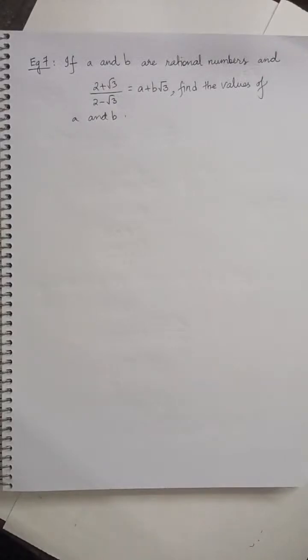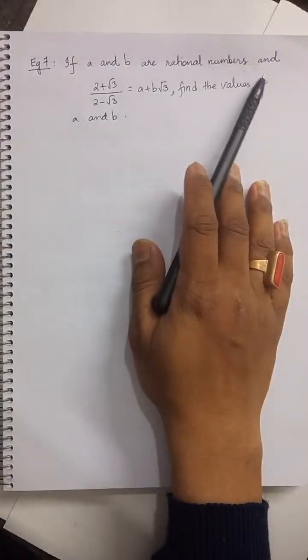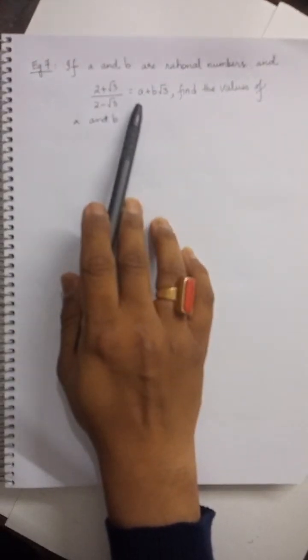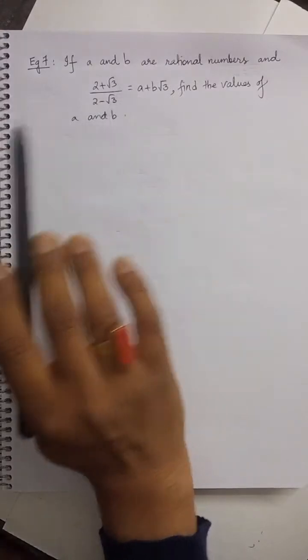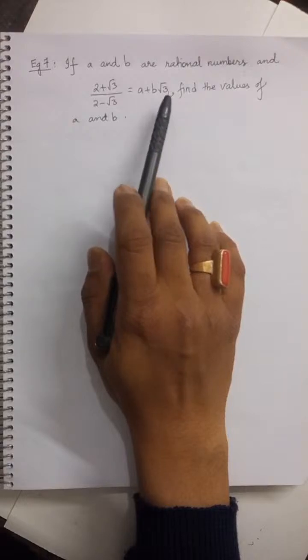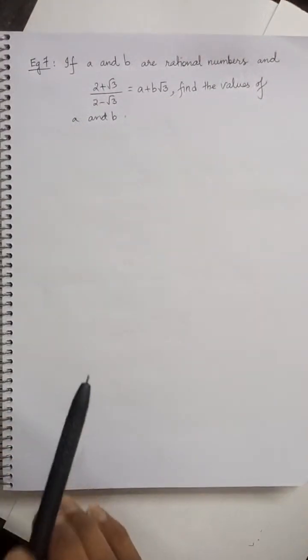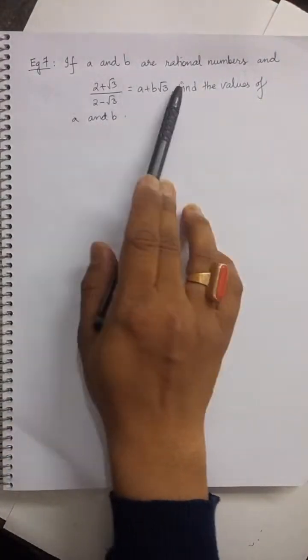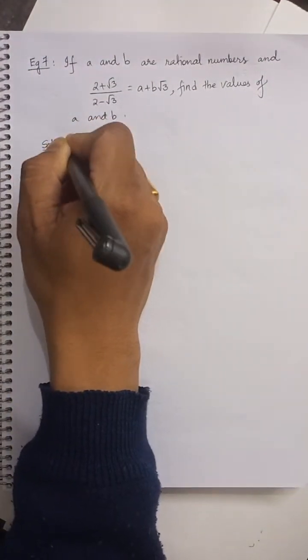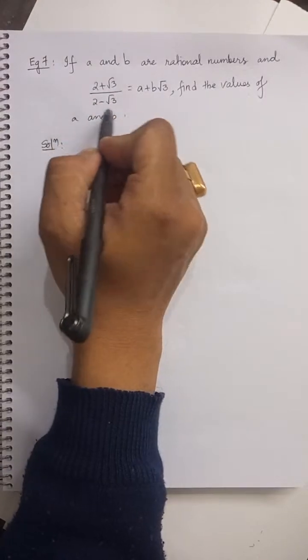Okay, so this is our question. If A and B are rational numbers and (2 plus root over 3) by (2 minus root over 3) equals A plus B root over 3, find the values of A and B. If I have to just summarize the question, we need to find the values of A and B. Okay, and we have been given this particular equation. So first let's rationalize this part.